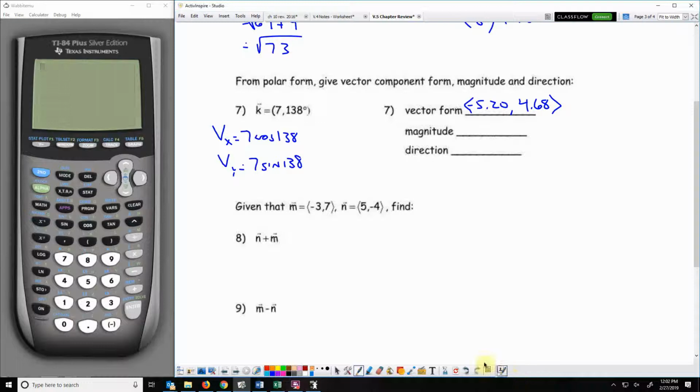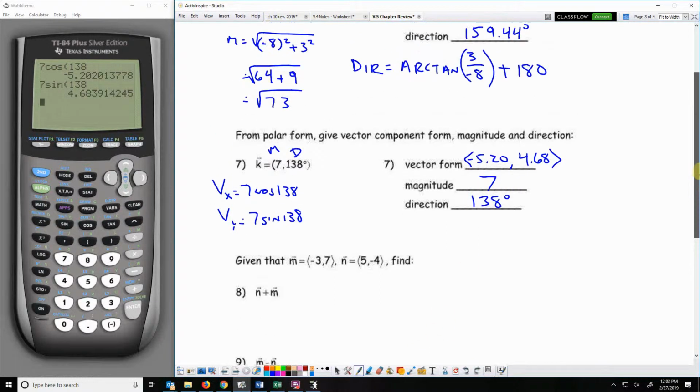I want to show you how we got those numbers just to make sure there's no confusion here. So 7 cosine 138 is negative 5.20, and 7 sine 138 is 4.68. So that's our vector's component form. The magnitude, well, that's right here. Polar form is magnitude, comma, direction. So the magnitude is 7. The direction is 138 degrees.